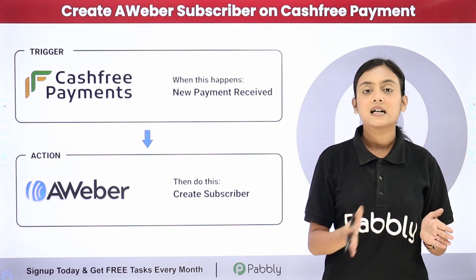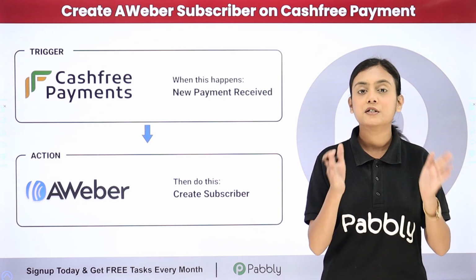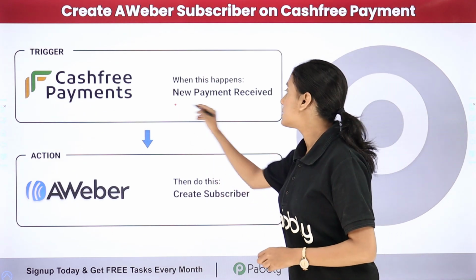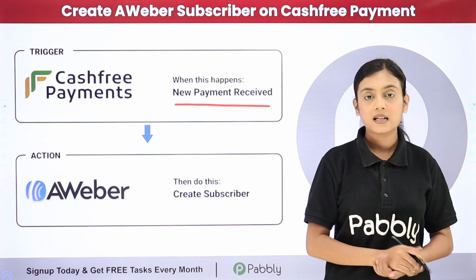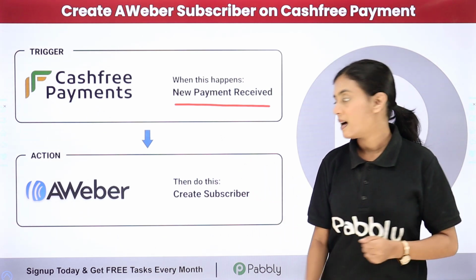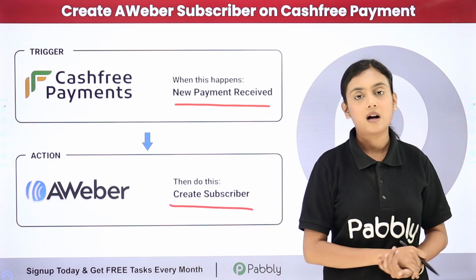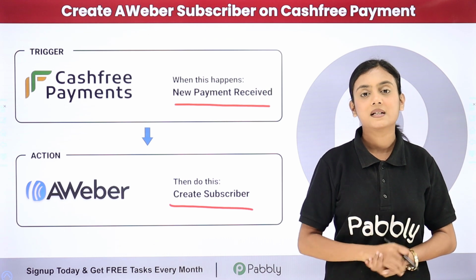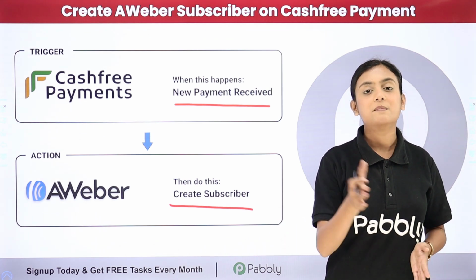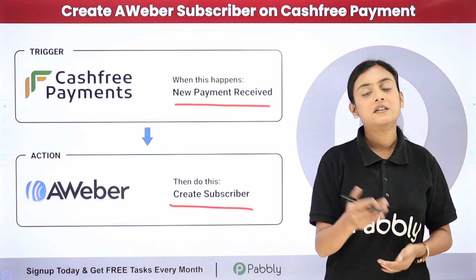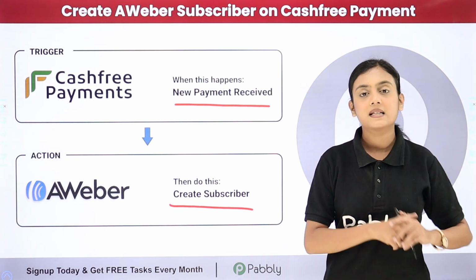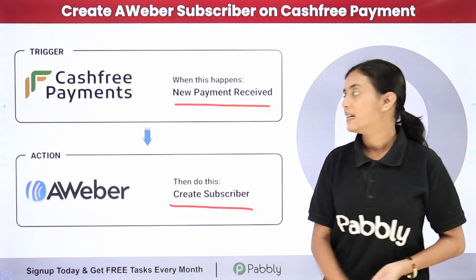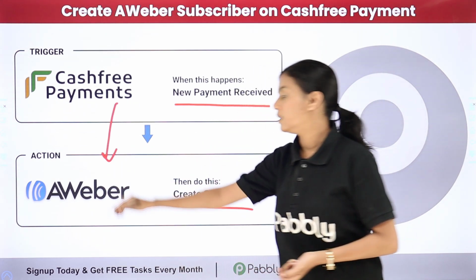Here what I want is that as soon as any of the customers purchases the products that I'm selling, and they do the payment using Cashfree and I receive the payment, I want to add that customer as a subscriber in my AWeber account. Now creating these subscribers manually is going to be very time consuming. So what I've done is I've simply automated this entire process with the help of Pabbly Connect, which is an amazing automation and integration software. And here in this automation, I'm going to build a connection between Cashfree and AWeber with the help of it.